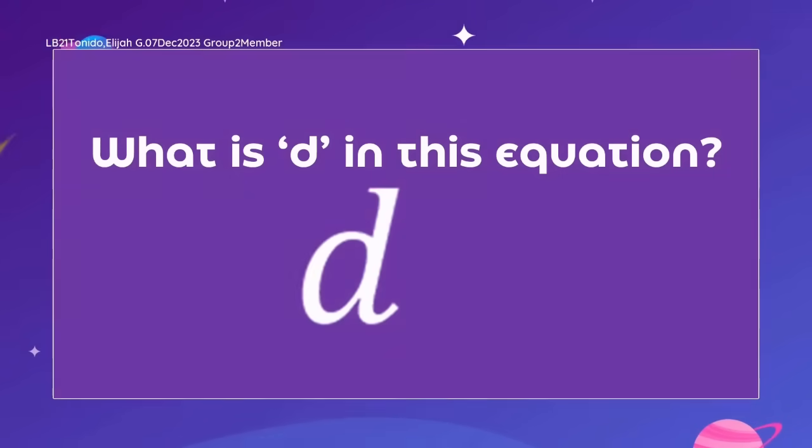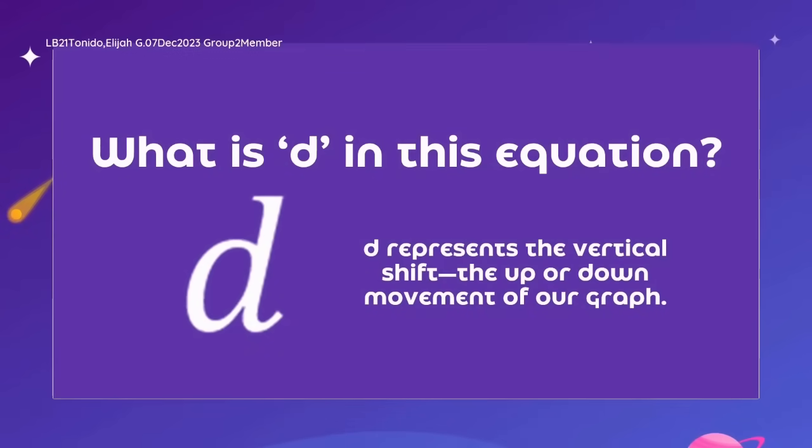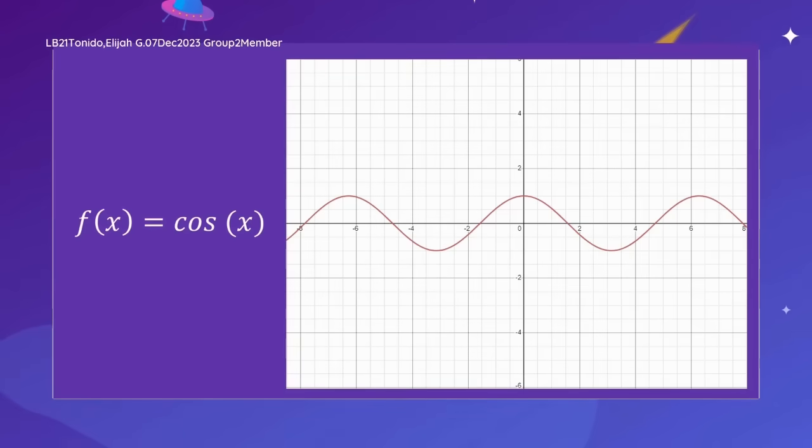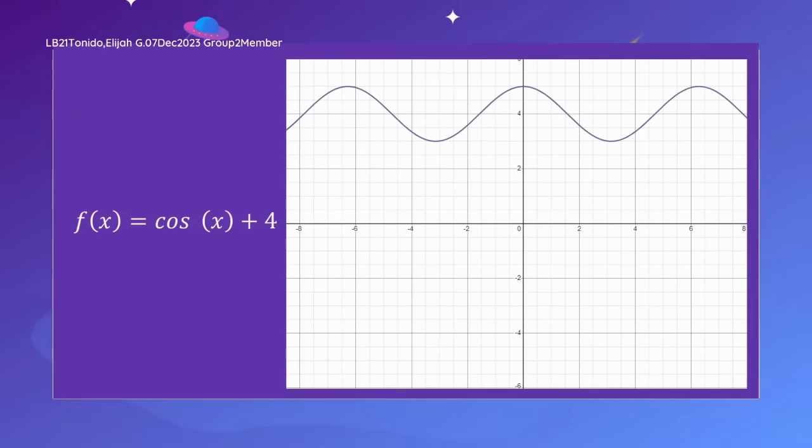In our cosmic equation, d represents the vertical shift, the up or down movement of our graph. It's like setting the starting point or baseline for our cosmic wave. Imagine giving our cosmic graph a boost with a positive d. As d increases, our graph lifts upward, reaching for cosmic heights. It's like elevating our spacecraft to explore new territories above the baseline. As we can see, in this example, d is equal to positive 4, so the graph shifts 4 units upward.